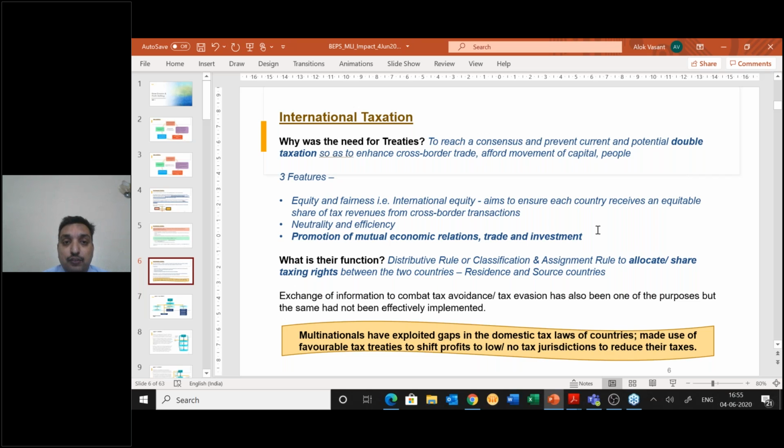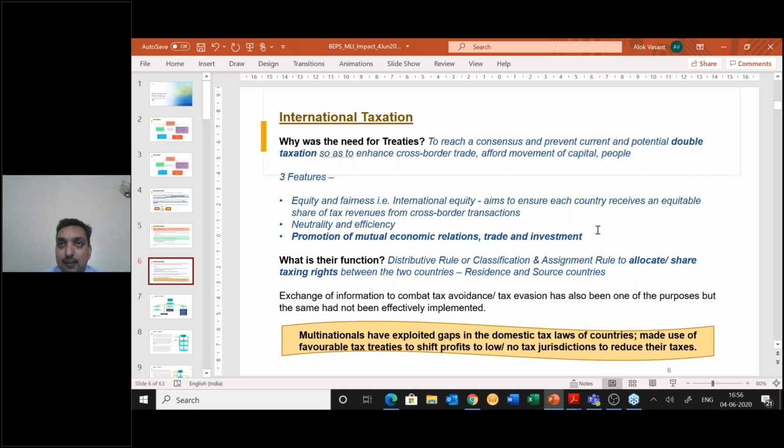There should be neutrality and efficiency. So your system should not have a bias towards a particular taxpayer. And it should be efficient, which means it should not be cumbersome; it should be easy to comply with. And one of the very important purposes of the treaty was, or still is, promotion of mutual economic relations, trade and investment. So with these features, the treaties were entered into, and the primary aim was to avoid double taxation.